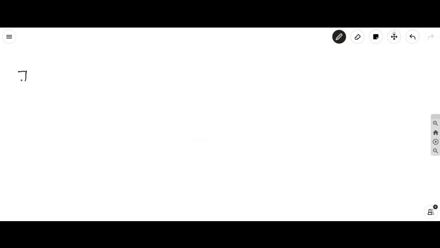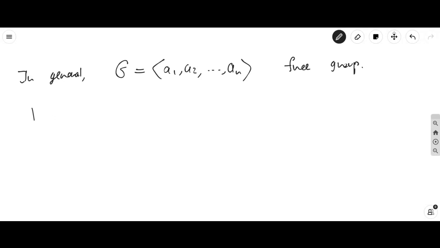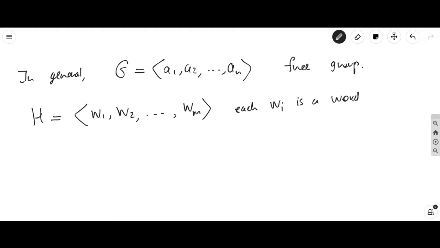So in general, let's say G is a group that's generated by the symbols from A1 to AN, and this is a free group. And when you have a subgroup H, assuming it's finitely generated, the subgroup would be generated by some collection of generators, let's say W1 to WM, and each Wi is a word involving these symbols. It could be more complicated if it's not even finitely generated, but let's assume it is.